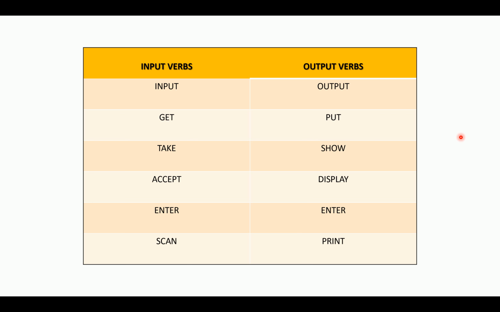So instead of following specific grammar in a specific language, we are going to be using words like input, get, take, and so forth. Now, with an output statement, we will also be making use of commands as listed below: output, put, show, and display. In the next slide, we'll take a look at how to use them.